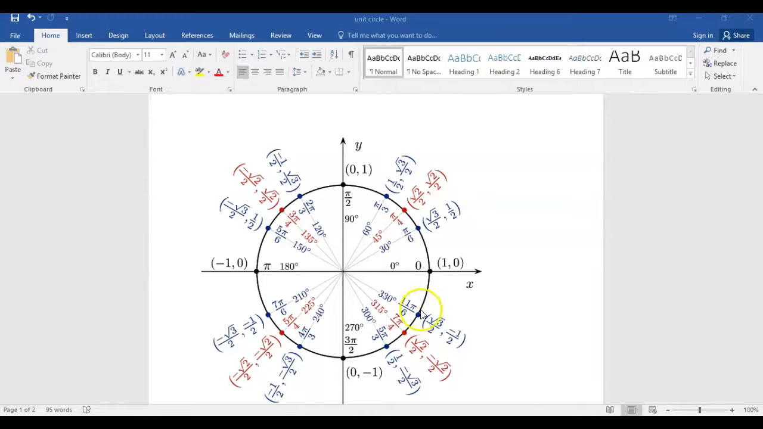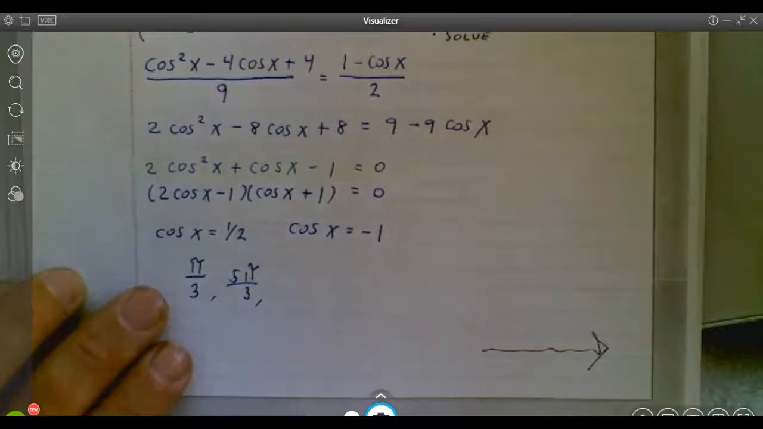And cosine of what angle is negative 1? This is the other one that we were solving. We can see that happens right here at pi. So that was our third value.